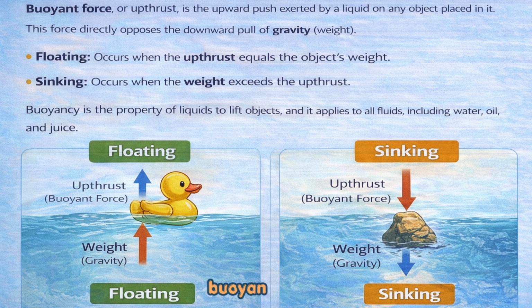Buoyant force, or upthrust, is the upward push exerted by a liquid on any object placed in it. This force directly opposes the downward pull of gravity. Floating occurs when the upthrust equals the object's weight. Sinking occurs when the weight exceeds the upthrust. Buoyancy is the property of liquids to lift objects, and it applies to all fluids, including water, oil, and juice.